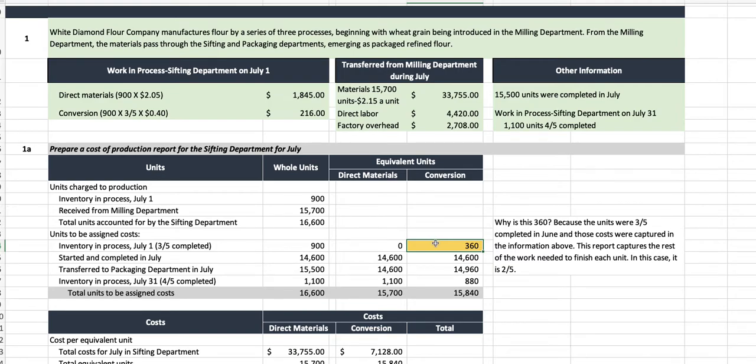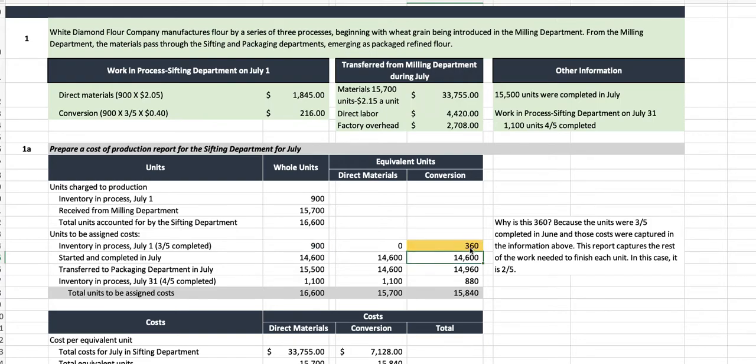So how do we do that? We know that 3/5 were complete in June. So that must mean that we're going to complete the other 2/5 in July. So I'm going to open up this calculation so we can look at it for a moment. You see that I've picked up the 900 units. I've multiplied it by 1 minus the 3/5. And there's a reason that I'm doing that.